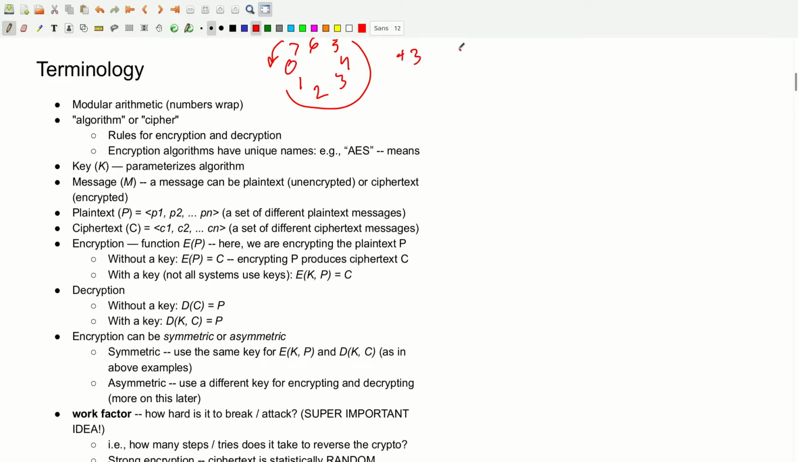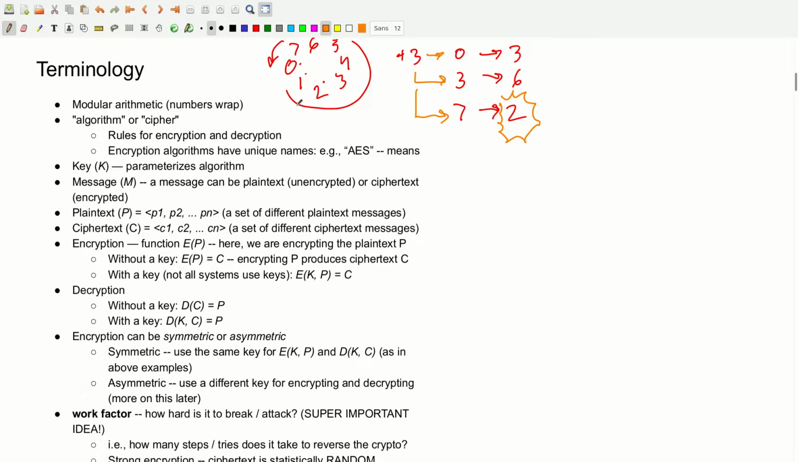I started with 0. 0 is going to shift 3: 1, 2, 3, to 3. If I start with 3, 3 is going to shift 3: 4, 5, 6, to 6. 7 is going to shift 3: 1, 2, 3, to 2. That's modular arithmetic in action. We're going to wrap around in whatever our space of numbers is. So we added 3 to 0 and got 3. We added 3 to 3 and got 6. We added 3 to 7 and got 2 because 10 isn't an option. That's modular arithmetic.